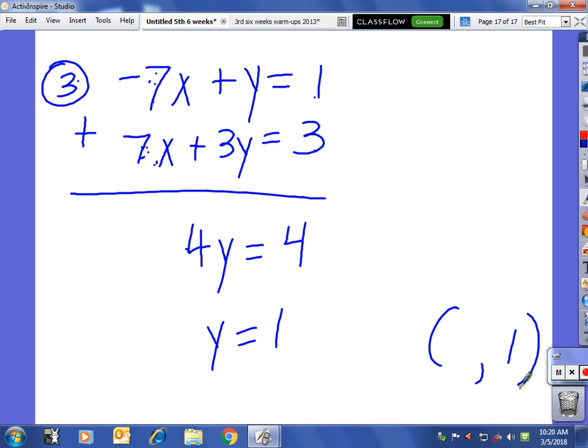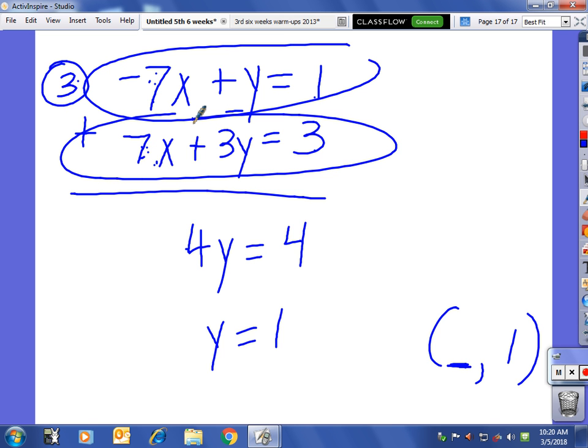Am I done? No, I only have half of my point. I'm still looking for the x. Pick an equation. It doesn't matter. Pick this one or this one. Put a y value of 1 into the problem. I'm going to do the bottom. So that would be 7x plus 3 times 1, because that's my y value, equals 3. 7x plus 3 equals 3.